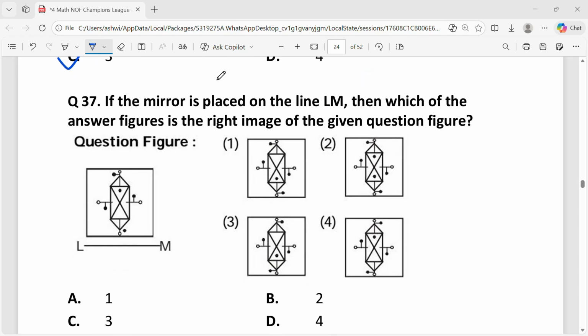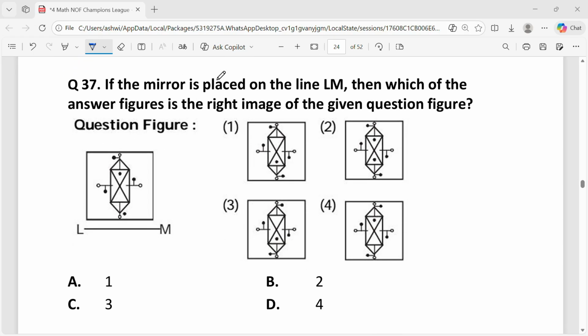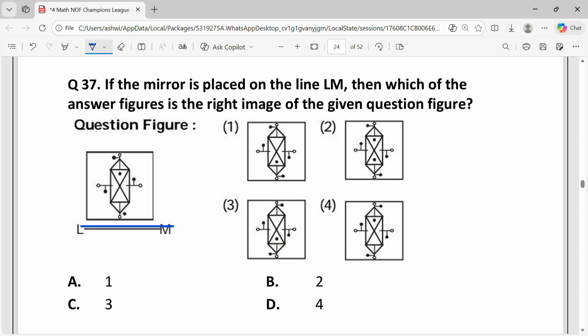Question 37. If the mirror is placed on the line LM, then which of the answer figures is the right image of the given question figure? Since the mirror is placed horizontally as LM, the figure will be inverted upside down with left remaining on left and right remaining on right. So the answer figure will look like this. Comparing with the given options, the answer figure looks like option 4, that is D, 4.